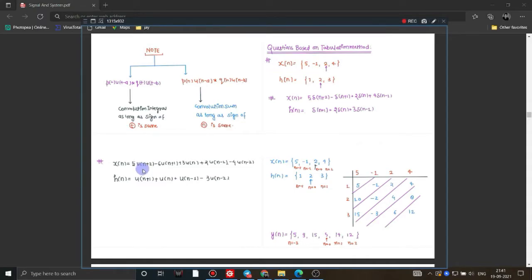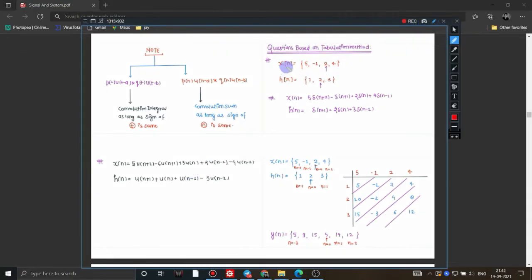This 5 u n plus 2, minus 6 u n plus 1, plus 3 u n. So this is 0. Present minus previous: 5 u n plus 2, and minus 1 minus 5 is minus 6 u n plus 1. This one 0, 2 minus minus plus 3, and for this 4.